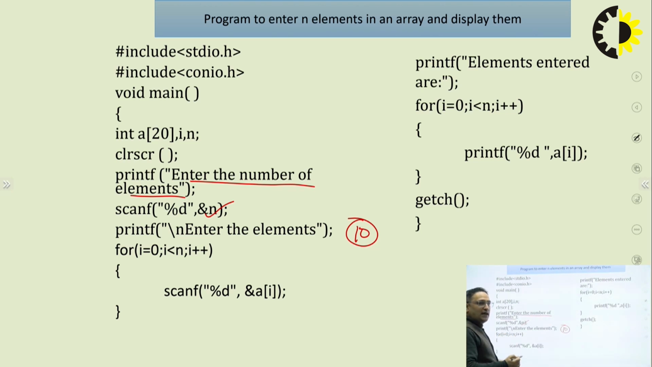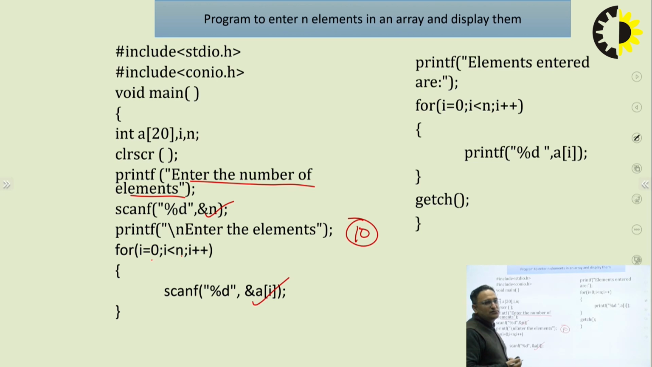The loop will happen from 0 to less than n, means 0 to 9, correct? Till there the index is available for array A0 to A9. I just told that the index starts from 0, right? And then we are entering elements, means getting elements from the user as we usually do for a normal variable also.